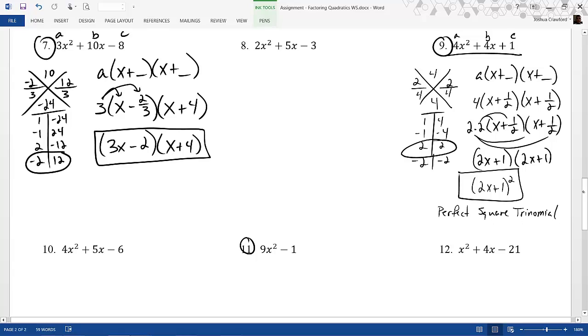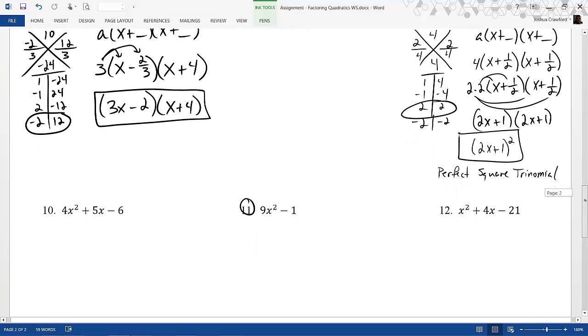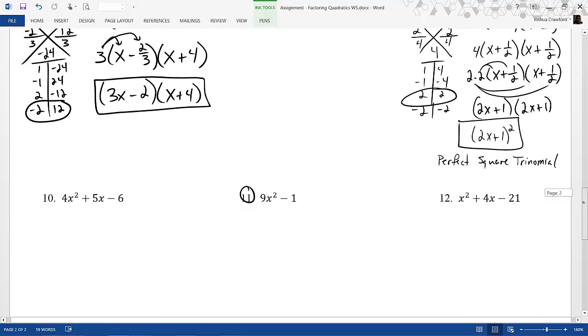We're going to jump into that whenever we do completing the square method. And you convert from standard form to vertex form.